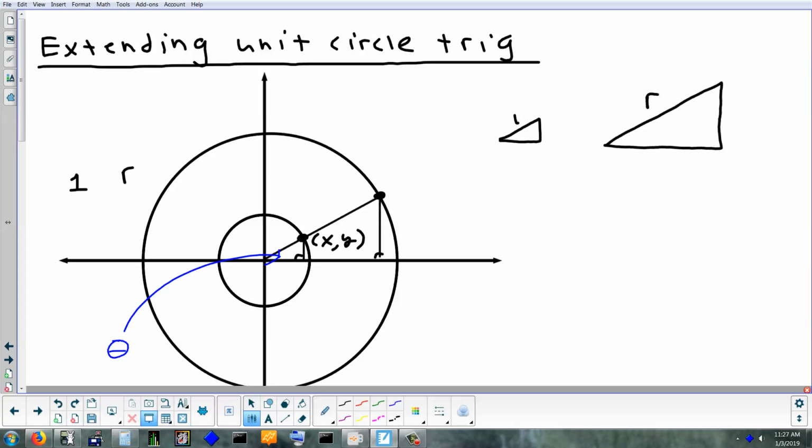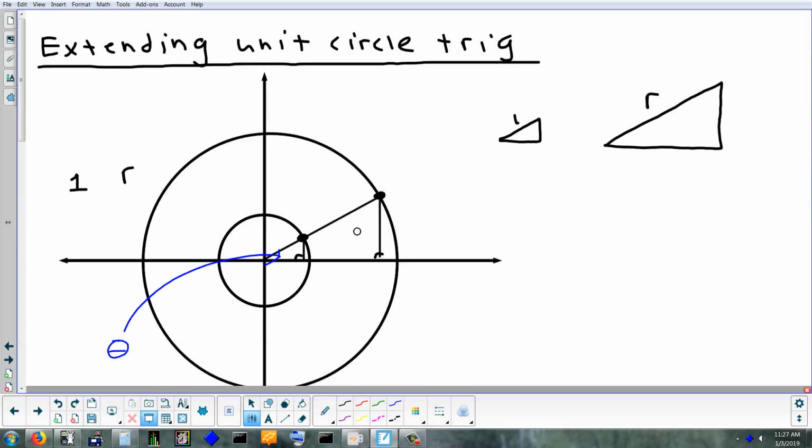So if you look at those two triangles, though, there's a word we can use to describe them. They're not congruent, but they're similar, right? They basically have all the angles in common. They each have a 90, and they share this angle right at the origin. So they are similar triangles. So if we can turn the bigger one into the smaller one, maybe by shrinking it down, we can do what we already know how to do with unit circle trig. It's just a matter of shrinking down that bigger triangle.